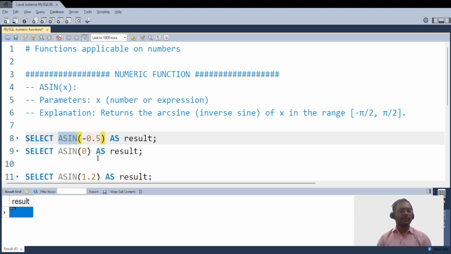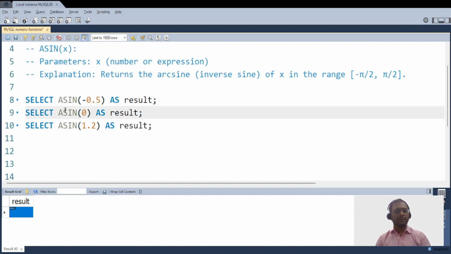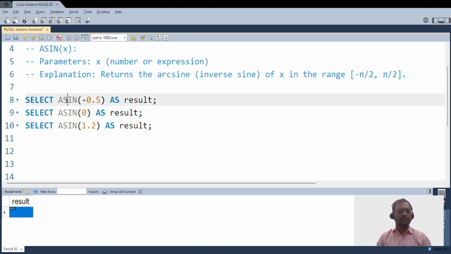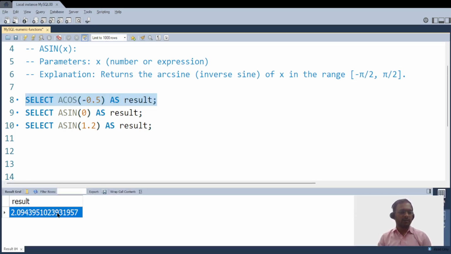So this is how we can utilize the sine inverse function ASIN to find the inverse of the sine function. In a similar manner, instead of ASIN, if I use ACOS, you'll get the cosine inverse values. So you can simply use ACOS instead of ASIN. We can replace it here with ACOS. So if I execute this query, cos inverse of minus 0.5 will be returned as 2.094 radians.